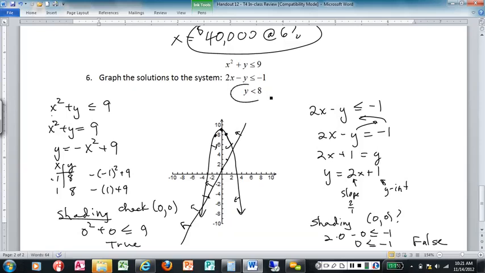What about that? Y is less than 8. Well, y equals 8, that's a horizontal line. X equals is a vertical, but this is a horizontal. And it's dotted because I don't have the equal to part, so it's a horizontal line at 8. And I want less than that, so that's below the line. So below the line.